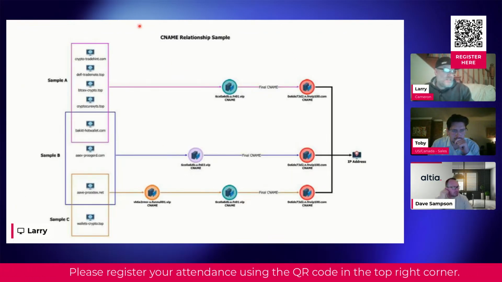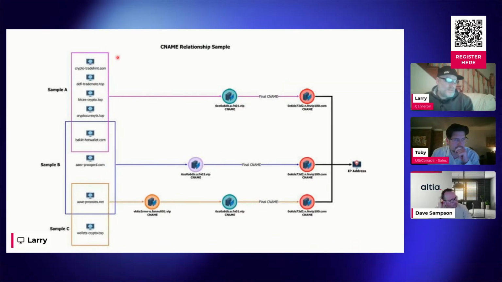So here's the CNAME relationships. You've got a sample A, sample B. There was some overlap in it, and they were able to track everything to one IP address. You have multiple domains, so you do reverse lookups on an IP, and you can see how many domains are on that. Apparently hundreds of thousands.